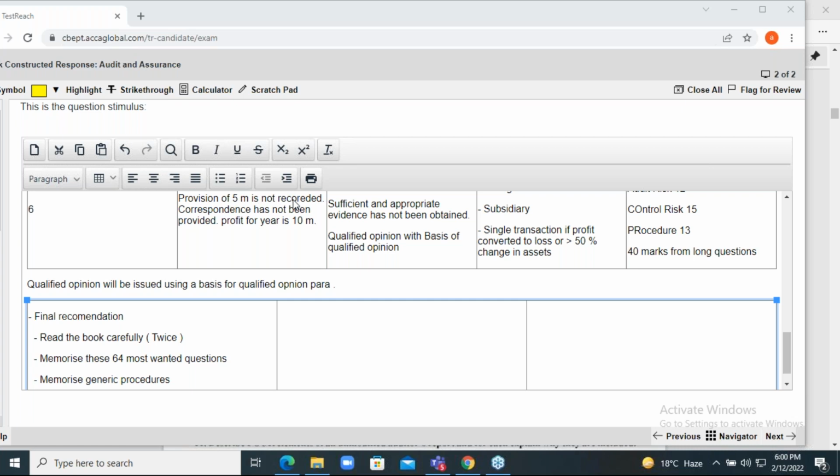Yes, Prasad, your question is whether test of details and analytical procedures are part of substantive procedures? Yes, Prasad, you're correct. Test of details and analytical procedures are part of substantive procedures. Very good.